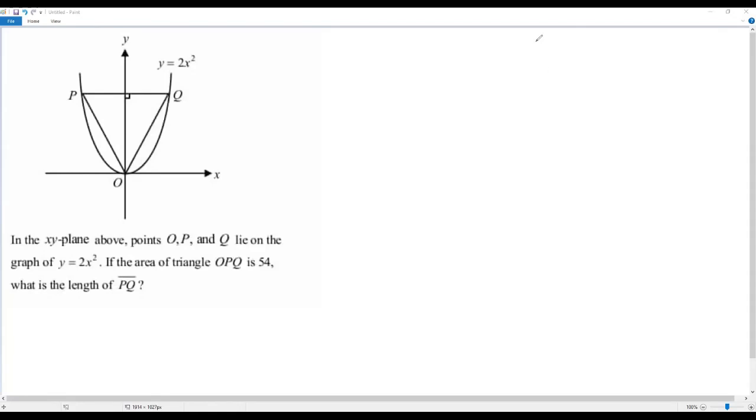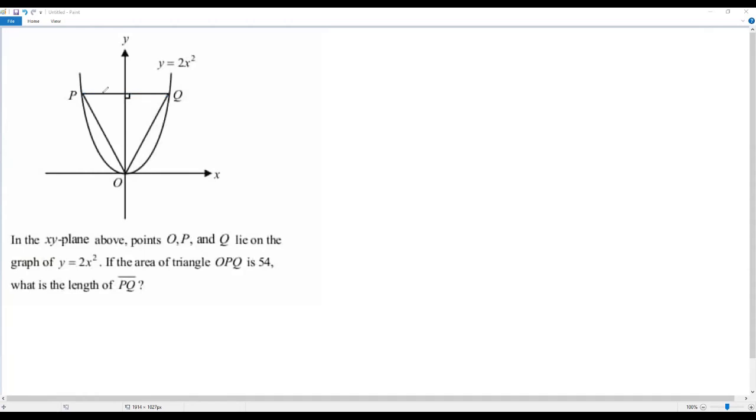Here we have a SAT math problem. Okay, let's go to the question. In the xy plane above, points O, P and Q lie on the graph of y equals 2x squared. If the area of triangle OPQ is 54, what is the length of PQ? In the given figure, we have to get the length of this line segment PQ over here.